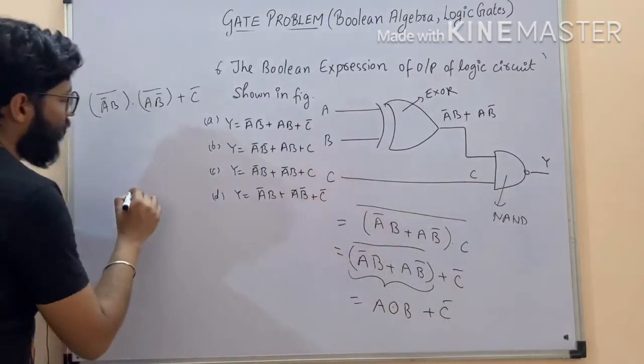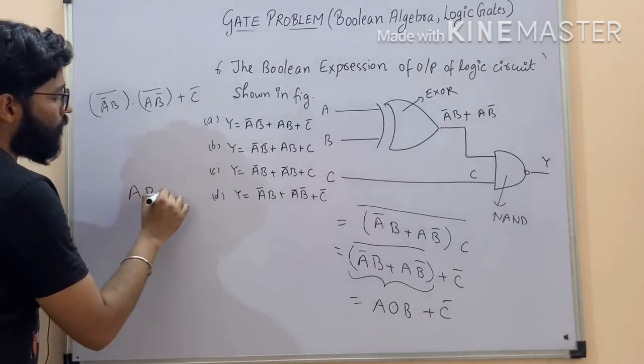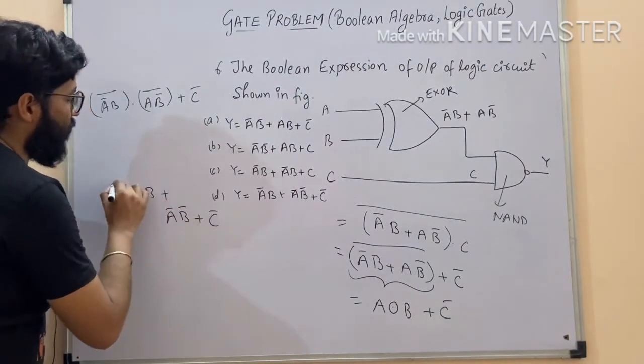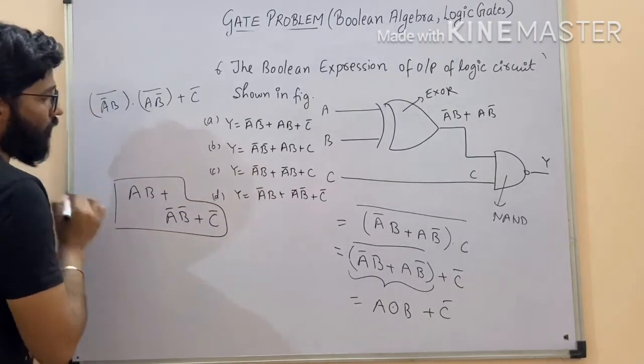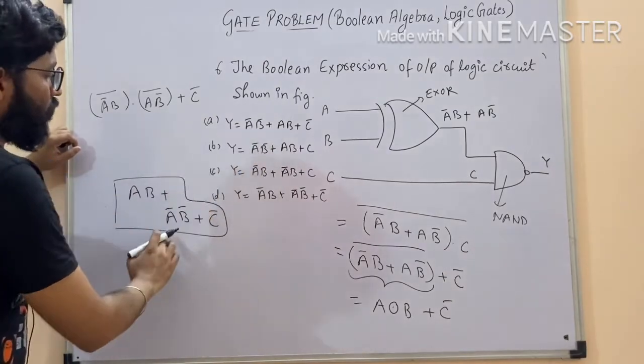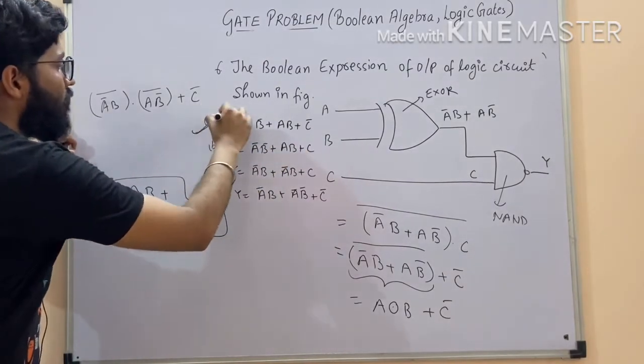So A XOR B is what? A B plus A complement B complement, plus C complement. So this is your correct answer. Okay, so see which option is matching? A B is there, A complement B complement is there, C complement, option A is correct.